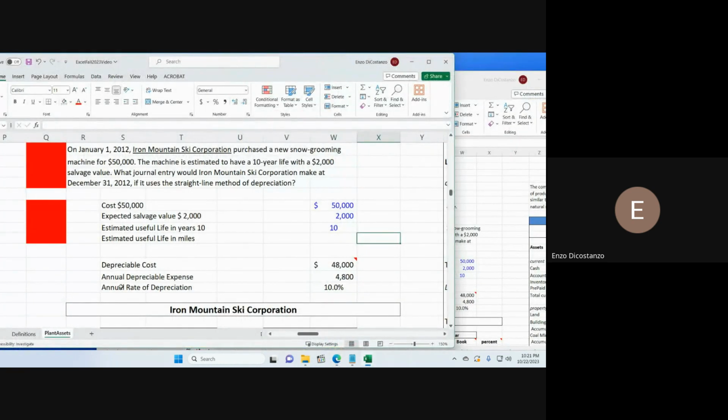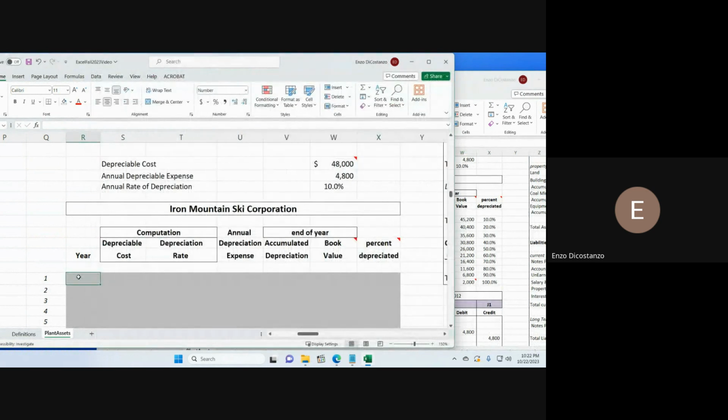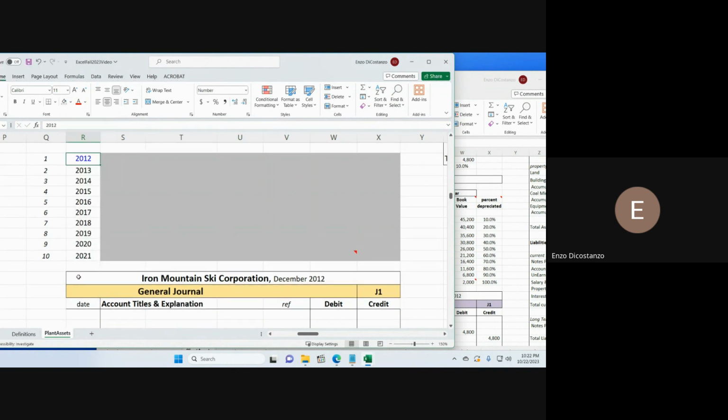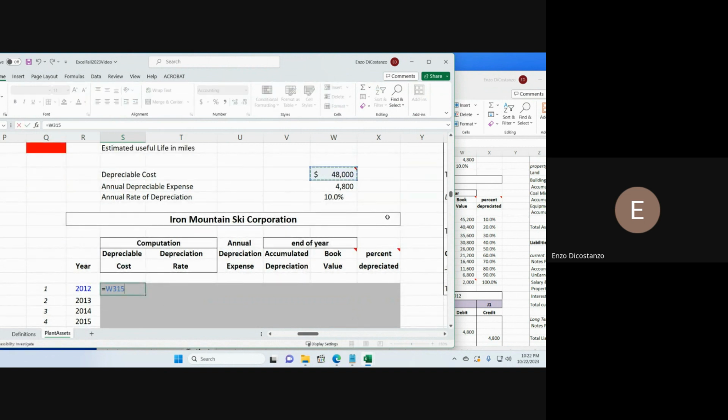All right, so this is just a repeat of the straight line version of things. Again, we're just repeating ourselves here. We'll start with 2012, and we'll add another year. $48,000. That's what you're depreciating. We're just bringing it from there.